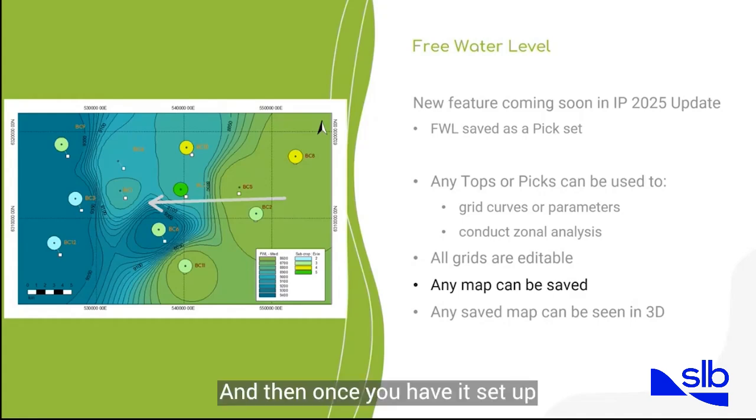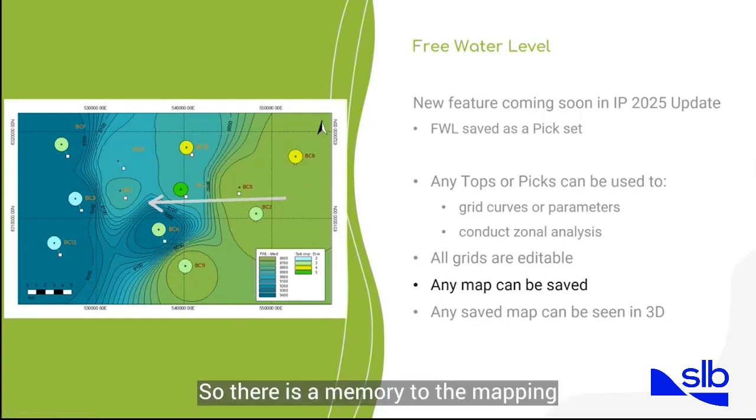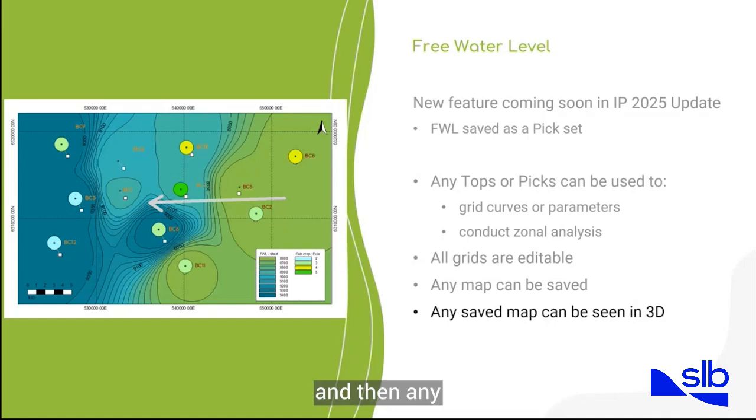And then once you have it set up with all the extra information, your scale bars, your key panels, etc., they can all be saved so you don't have to make them from scratch every single time. So there is a memory to the mapping. And then any structural surface can be seen in the 3D viewer.